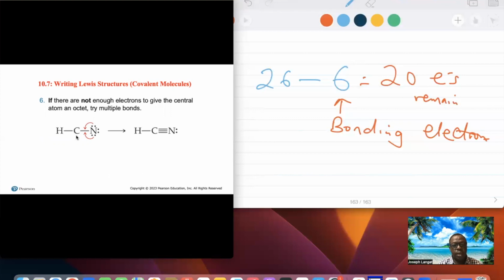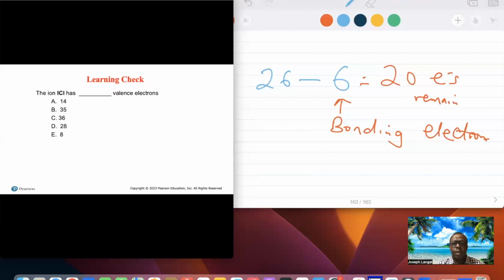We don't worry about hydrogen. But if you look at carbon, it has 4, so it needs 4 more to satisfy the rule. So you take lone pairs on the external atom to form a triple bond in hydrogen cyanide. That's how you generate the double bond, triple bond.